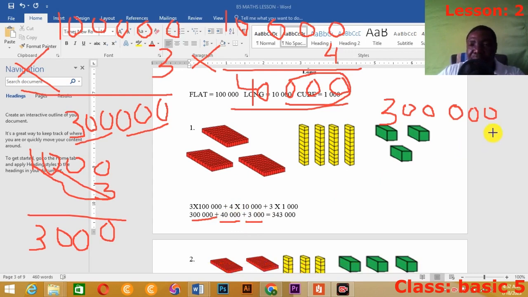Now you are going to add the 40,000. Okay, so you start from a zero from here. 1, 2, 3. That's the first 3 zeros. Then 0. This one here. Then 4. Are you getting it? I hope you are getting it.